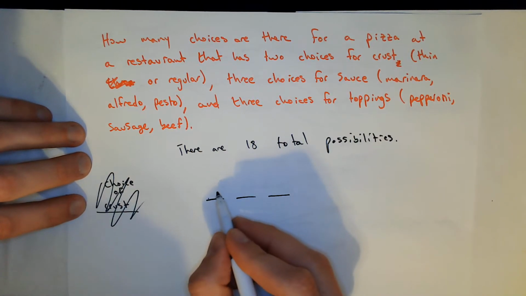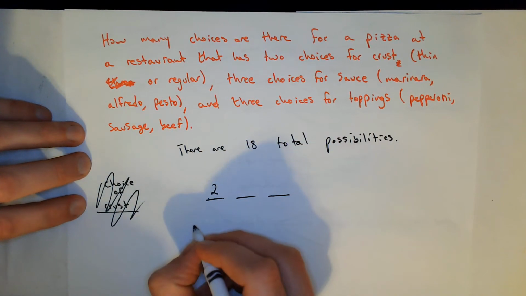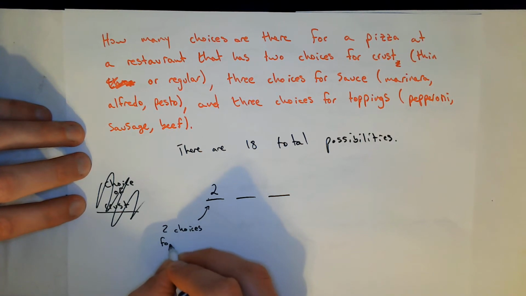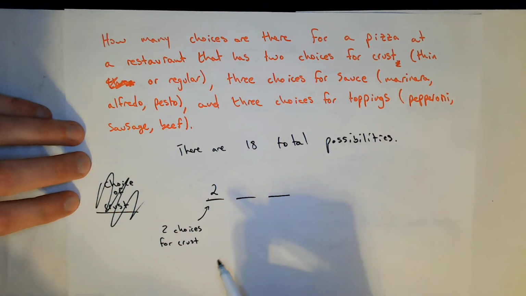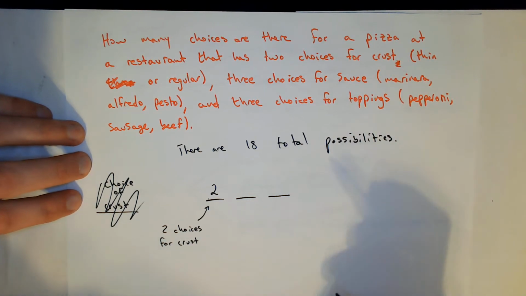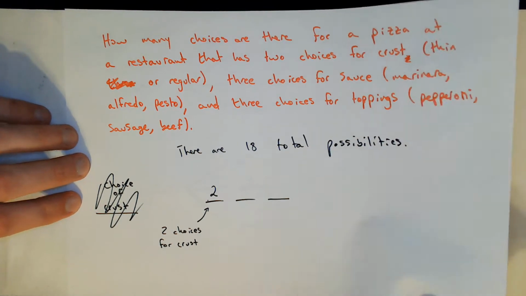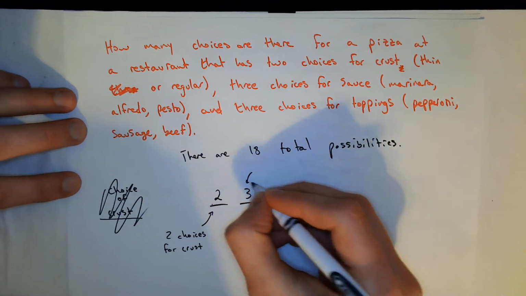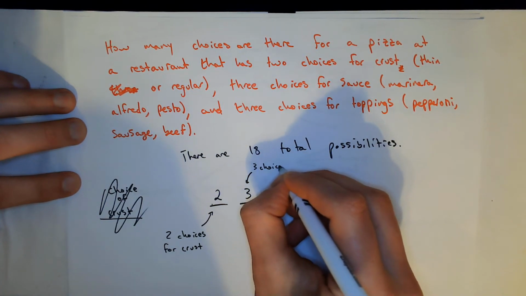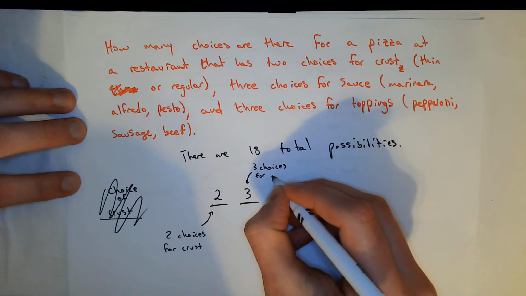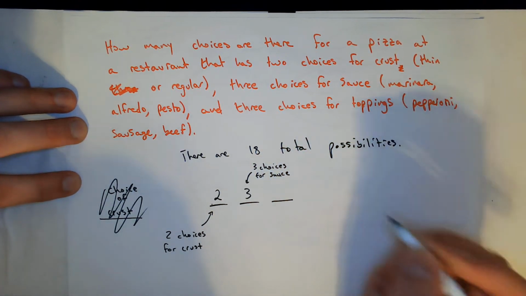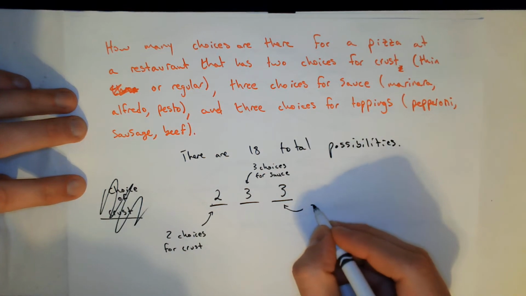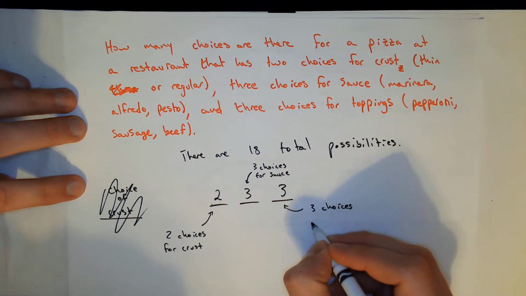How many choices are available in the first position? 2, right? This is representing 2 choices for crust. How many choices are available in the second position? That's like the second branch of my tree diagram. 3, right? There are 3 because there are 3 choices for sauce. And then in the last position, choices for toppings, there are 3 choices for toppings.